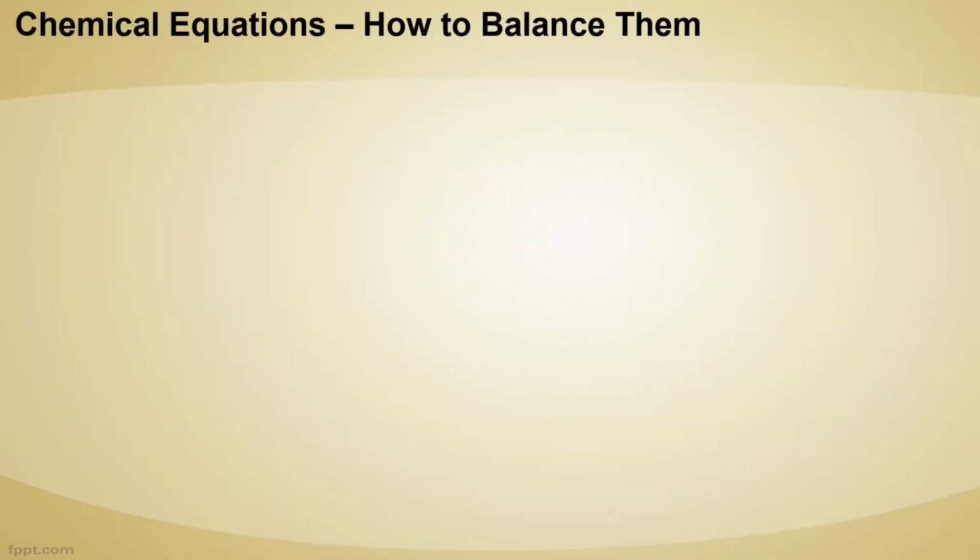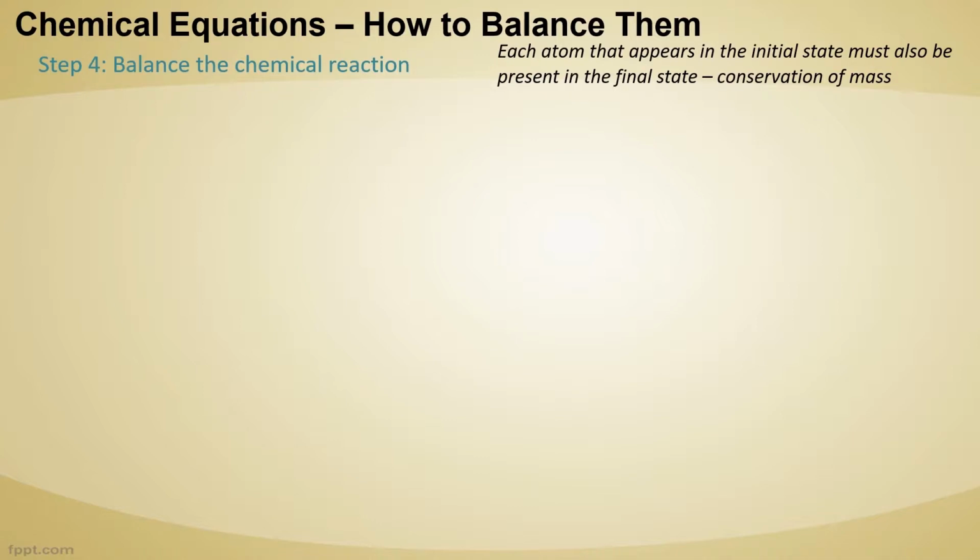Now, the last step is critical if we want to do anything useful with the chemical reactions, such as quantifying amounts of reactants or products, or discussing things like mechanisms of the reaction. Step 4. We must balance the chemical reaction. We will assume that the conservation of mass applies when dealing with ordinary chemical reactions. So each atom that appears in the initial state must also be present in the final state.